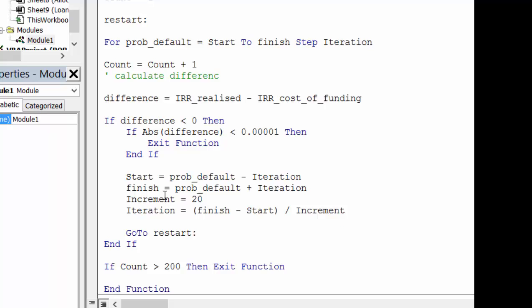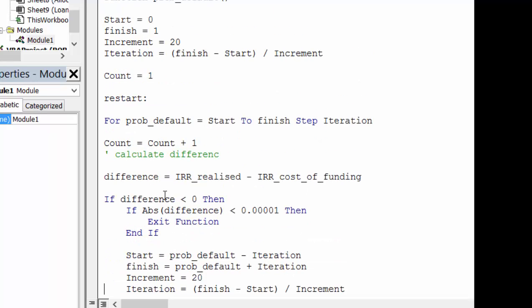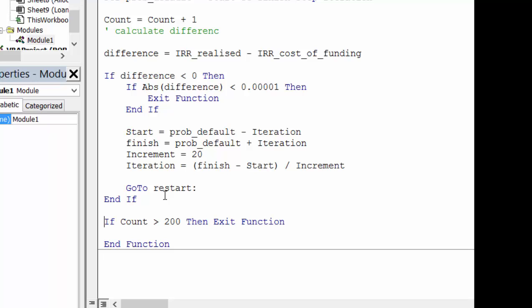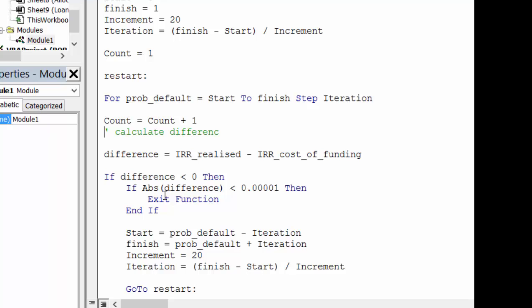But this illustrates, let's just review this for just a minute, what I do. I put a start and a finish, and then when you go down here, we're going to make the start and the finish much smaller, and then we're going to go around and around, and we're going to see when we converge on a really small difference. And when we get there, we're going to exit the function, and if we don't, we better exit it down here. So let's calculate this difference.